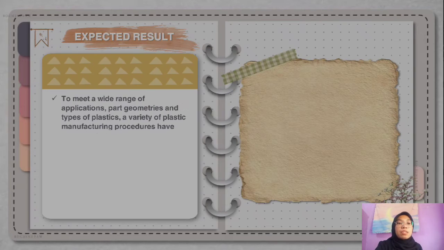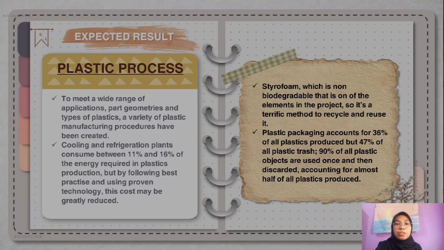For the plastic process, to meet a wide range of applications, part geometries, and types of plastic, a variety of plastic manufacturing procedures have been created. Cooling and refrigeration plants consume between 11% and 60% of the energy required in plastic production. But by following best practice and using proven technology, this cost may be greatly reduced. Styrofoam, which is non-biodegradable, is one of the elements in the project, so it's a terrific method to recycle and reuse it. Plastic packaging accounts for 36% of all plastic produced and 47% of all plastic trash.